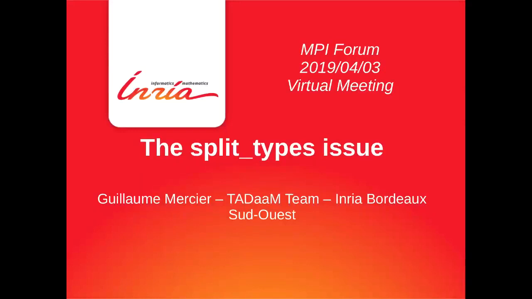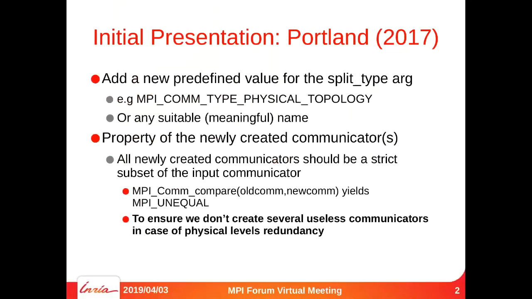So Rolf at the Chattanooga meeting made a reading of his proposal, and in his proposal there was the introduction of split types. So we discussed the split type issue in the working group during the past couple of weeks. We've been organizing teleconferences and also exchanging emails. So what is the current situation?